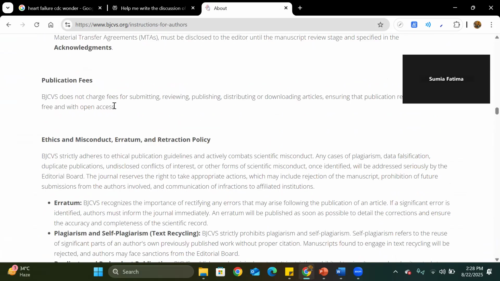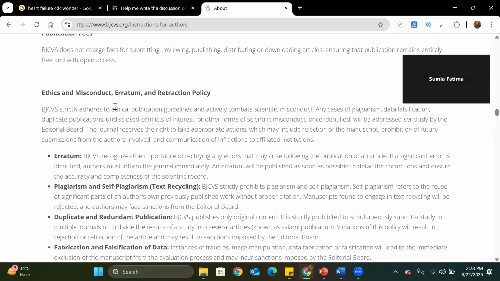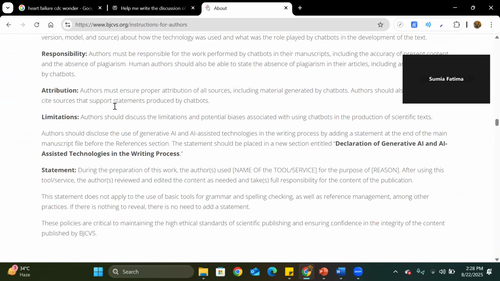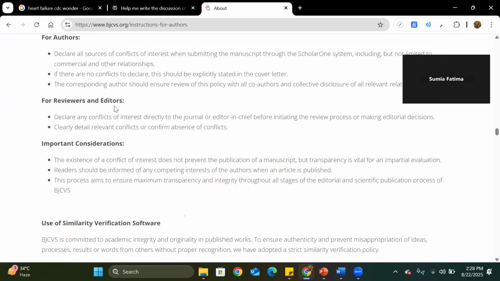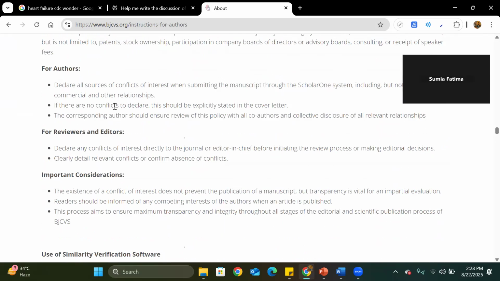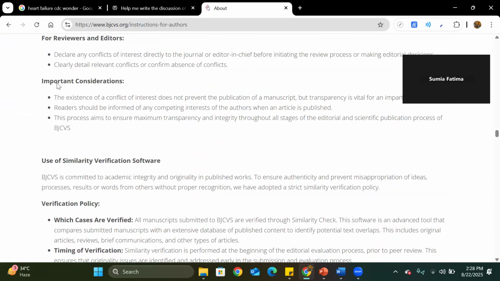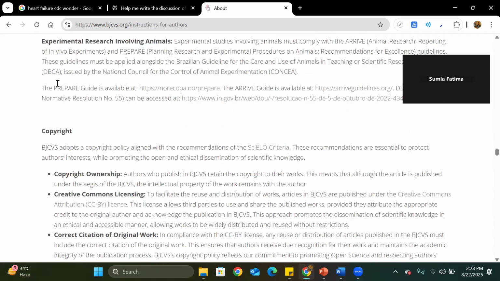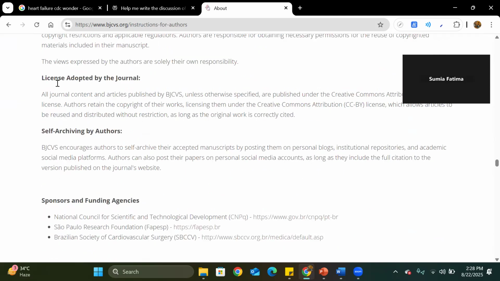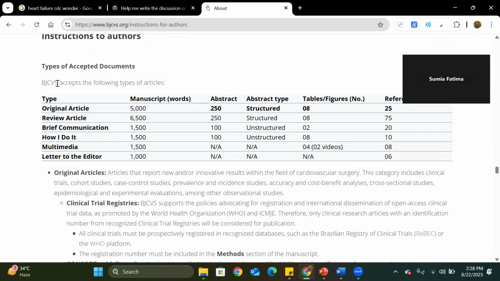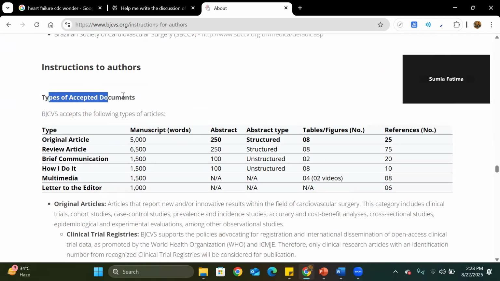firstly, we will see the publication fees. It's saying that it charges no publication fee. That's cool for us. Okay, and what about the other stuff? For authors, declare all sources of conflicts. Okay. And let me go through it again. Okay, so now they have mentioned what types of documents they accept: the original article, that is like the cross-sectional clinical audit. They accept review articles, that is, a systematic review and that stuff. Brief communication, how I do it, multimedia, and letter to the editor.